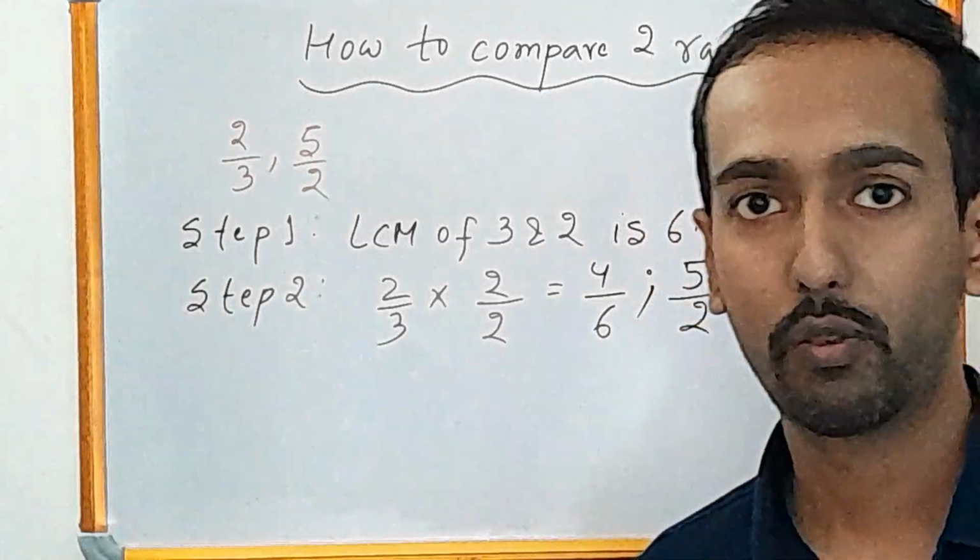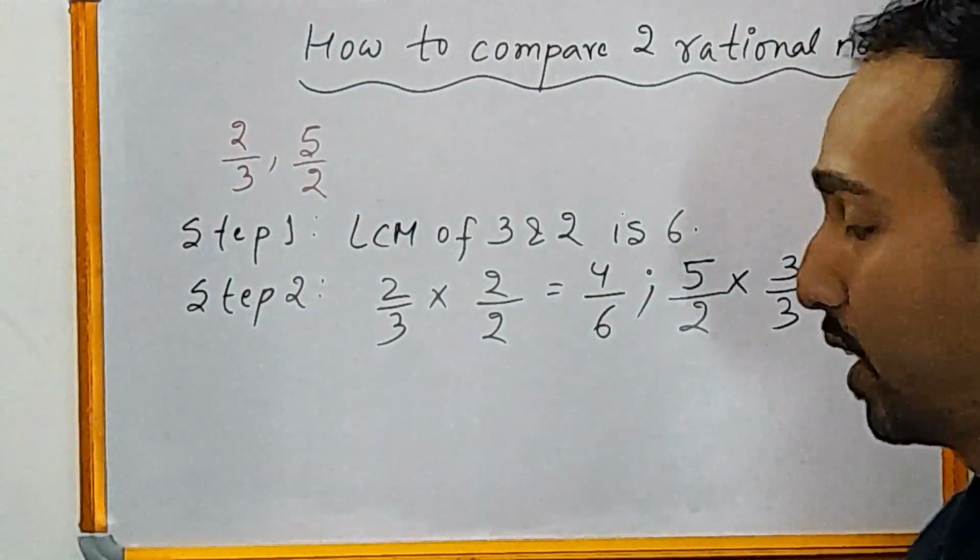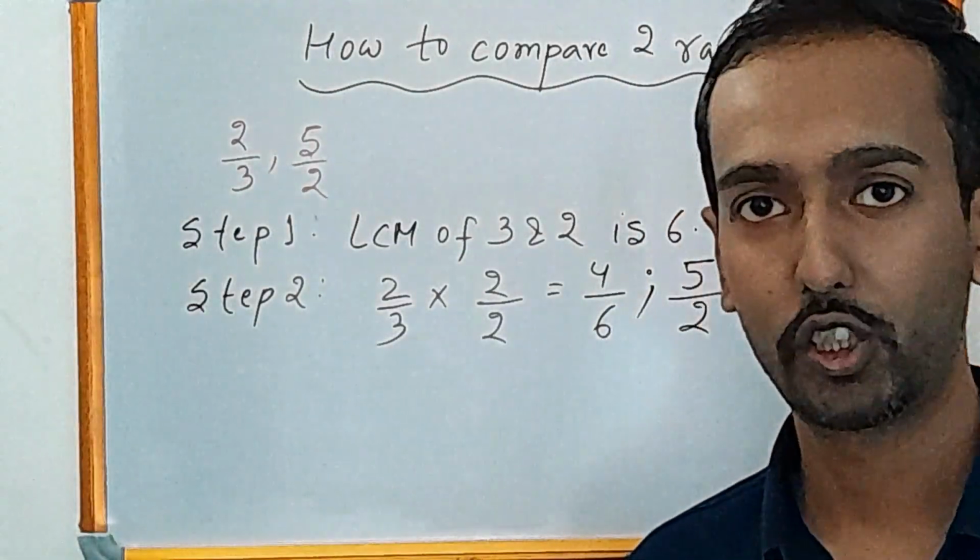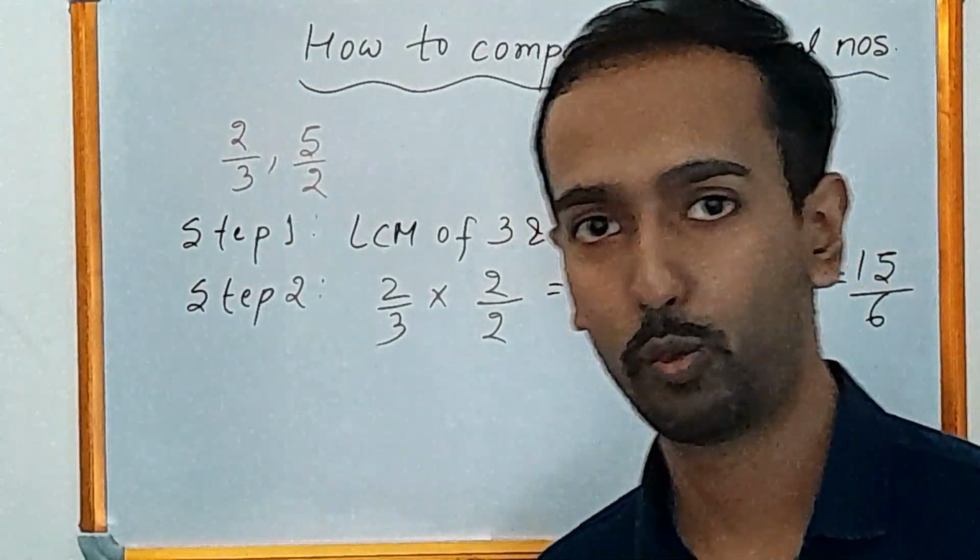So we see that we have made the denominators equal. So we are in the final stage to compare the two rational numbers. So let's move to our step 3.